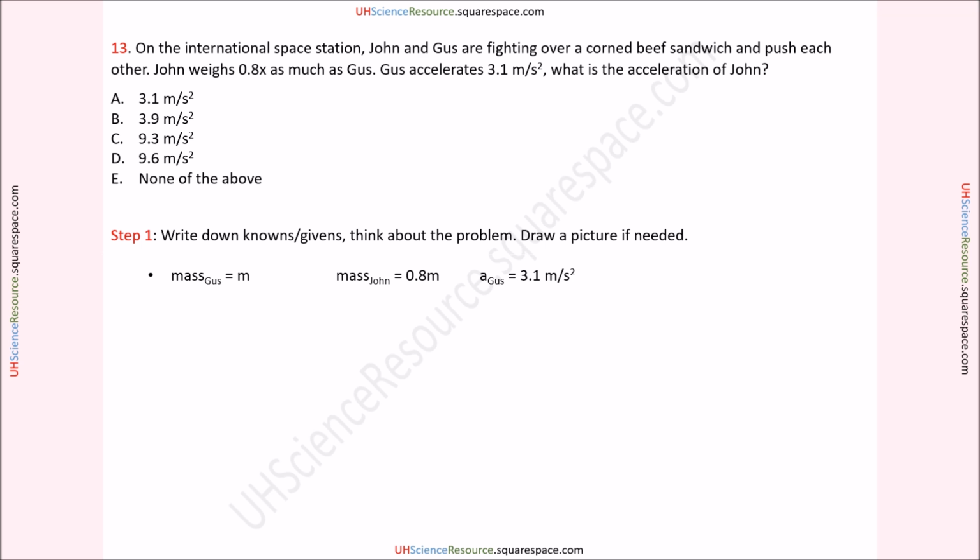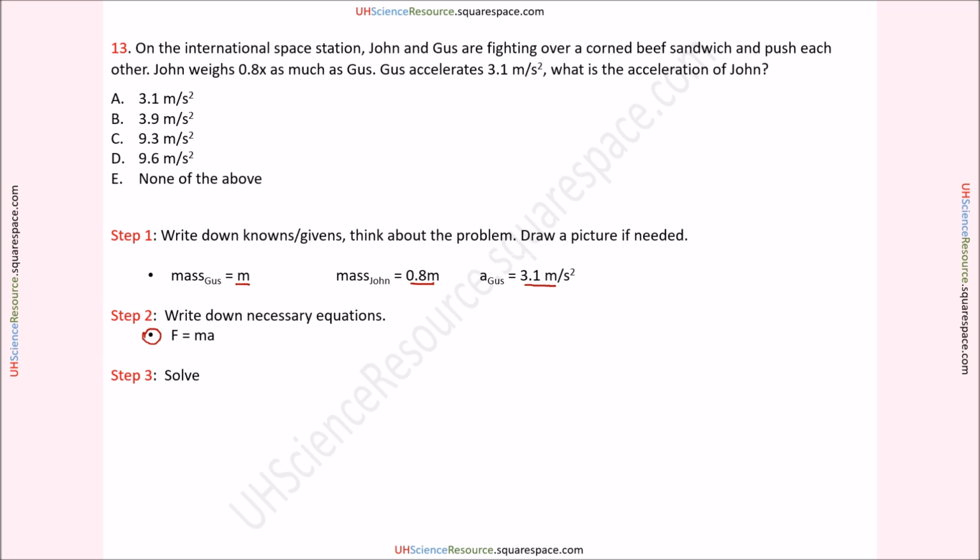So let's write down what we're given. We can say that the mass of Gus is going to be m. And if Gus's mass is m, then the mass that John has is going to be 0.8 times m. And the acceleration that Gus experiences is given as 3.1 meters per second squared. So let's write down the equation that we need to use, and that's going to be force equals mass times acceleration.